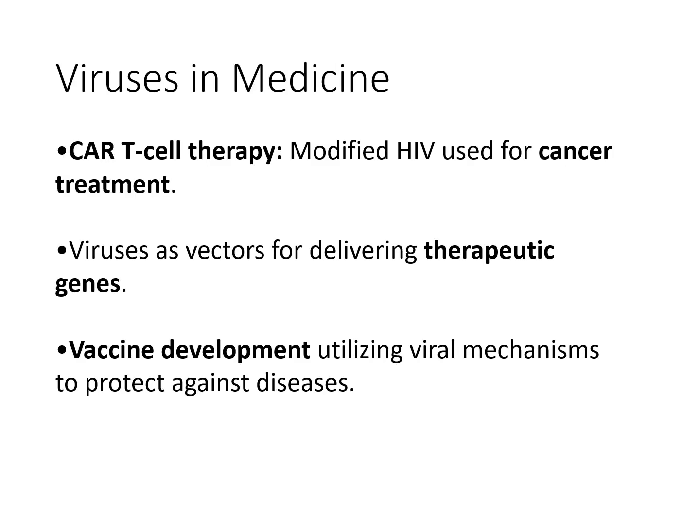In CAR-T cell therapy, a modified form of HIV is used, not to cause illness, but to help treat cancer. Viruses can serve as vectors, delivering therapeutic genes directly into patient cells. Their ability to enter cells makes them powerful tools in gene therapy and vaccine development. By using viral mechanisms, we can train the immune system to recognize and fight diseases more effectively.